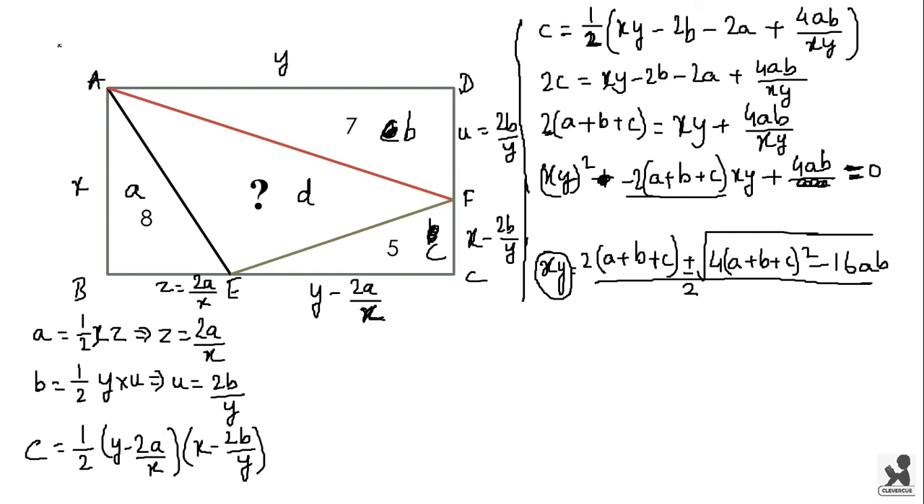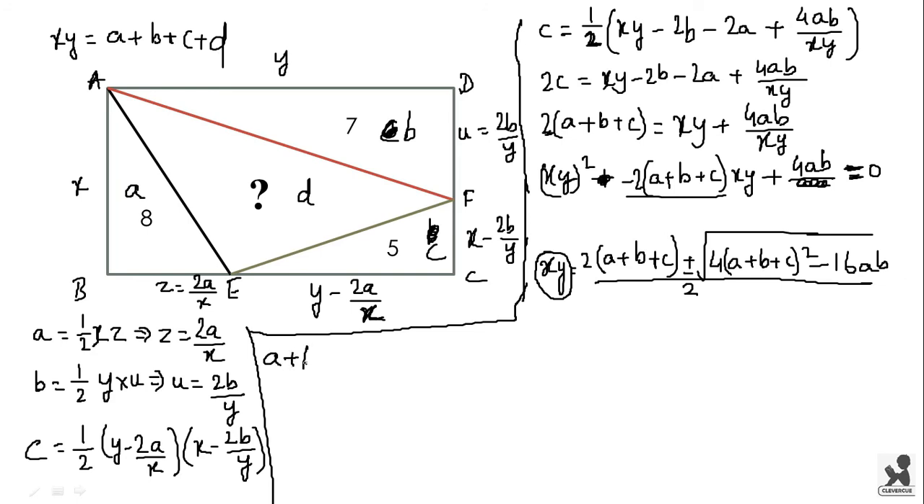Now and again, xy is the area of this rectangle. The area of this rectangle is xy, which is equal to a plus b plus c plus d, that is this portion, again this portion, this portion and this portion. Now let us rewrite this equation, substituting the value for xy.